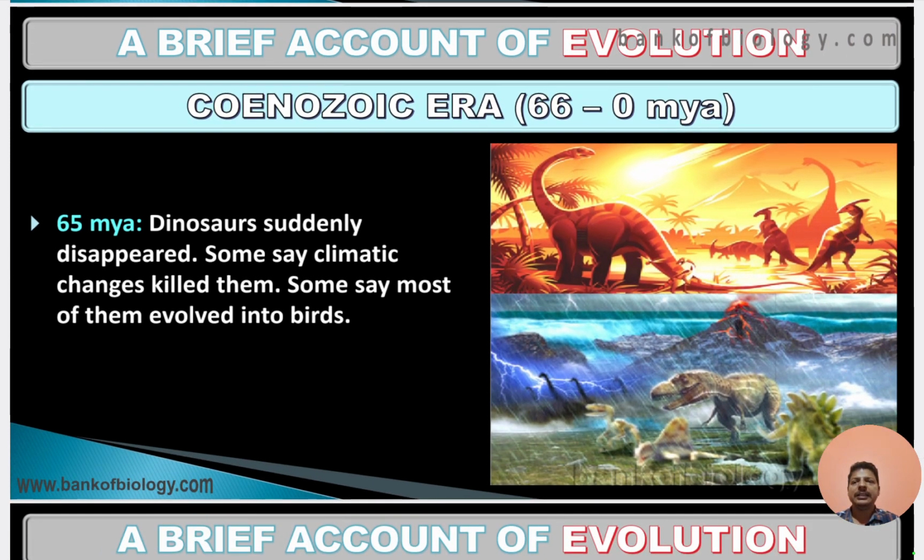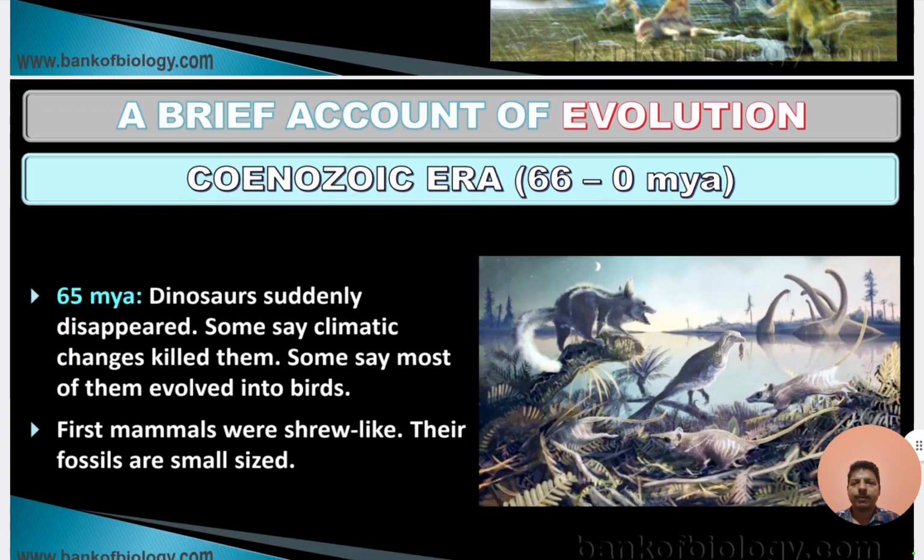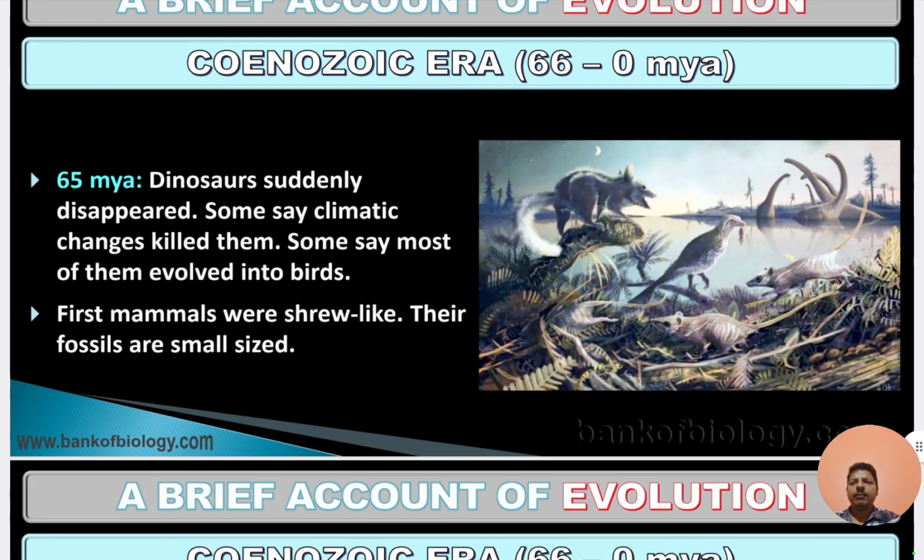First of all, 65 million years ago, dinosaurs suddenly disappeared. Some say climatic change killed them, some say most of them evolved into birds. Then the first mammals were shrew-like. Their fossils are small-sized. After the dinosaurs, these shrew-like mammals are found. They are small in size.